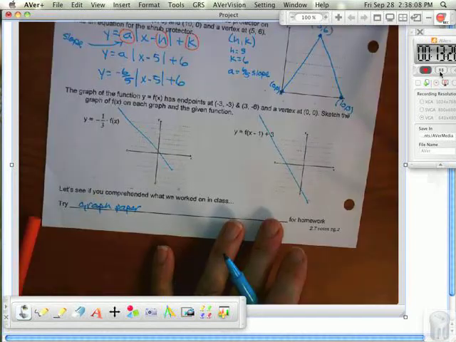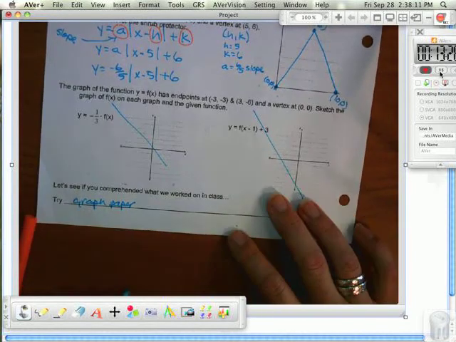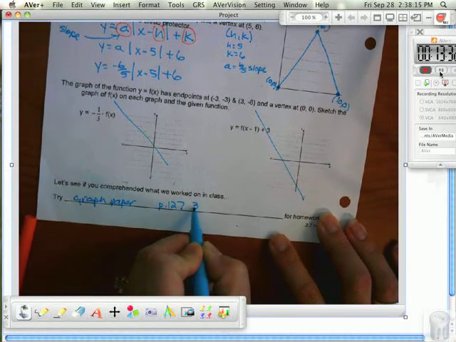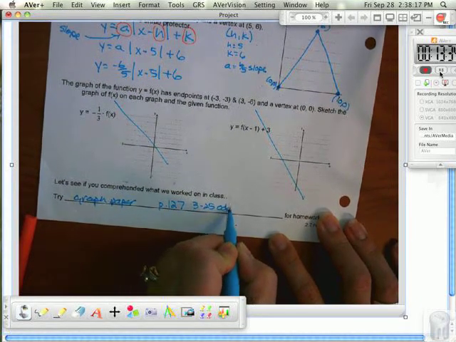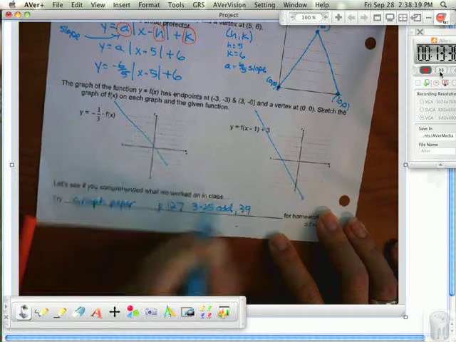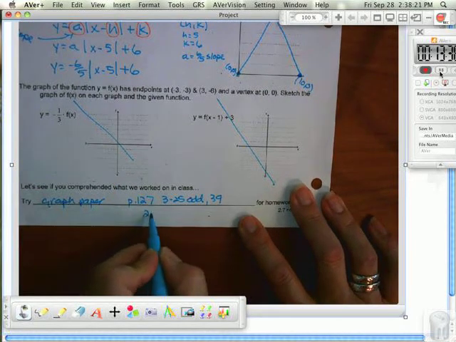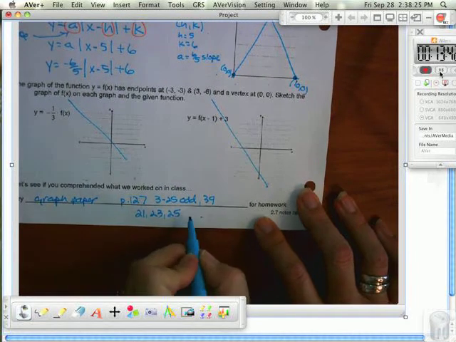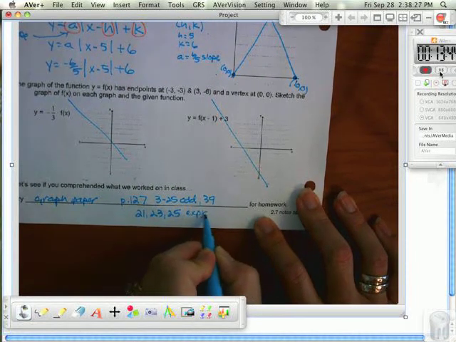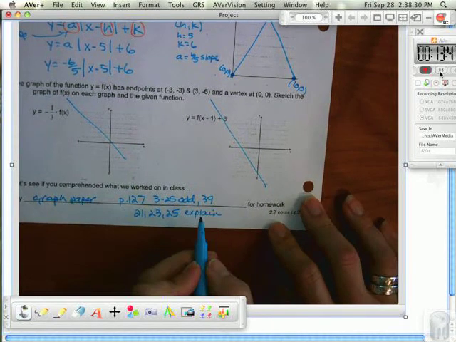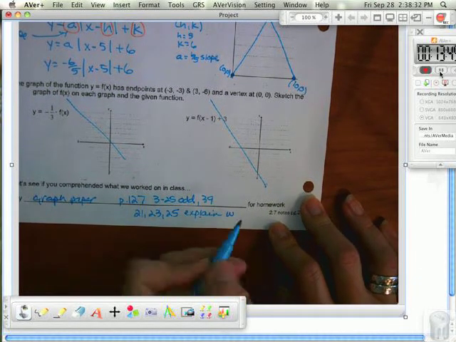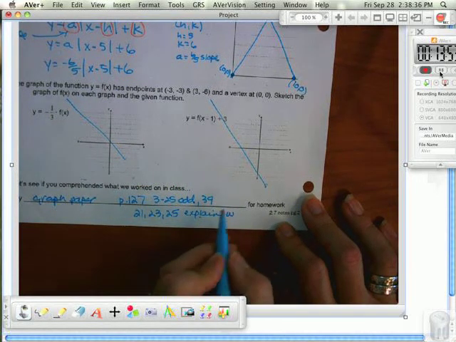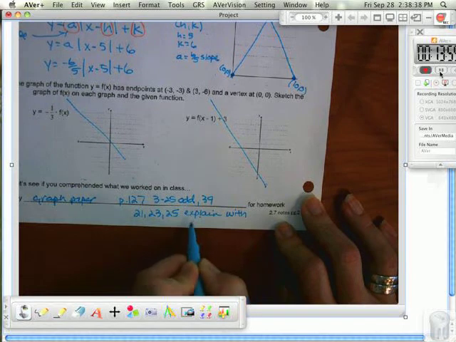You need graph paper, page 127, 3 through 25 odd, and 39. But 21, 23, and 25, you don't have to graph, just explain with words what's happening to the graph. Like shift up 3, stretch of 2, kind of, all right? Explain with words, no graph.